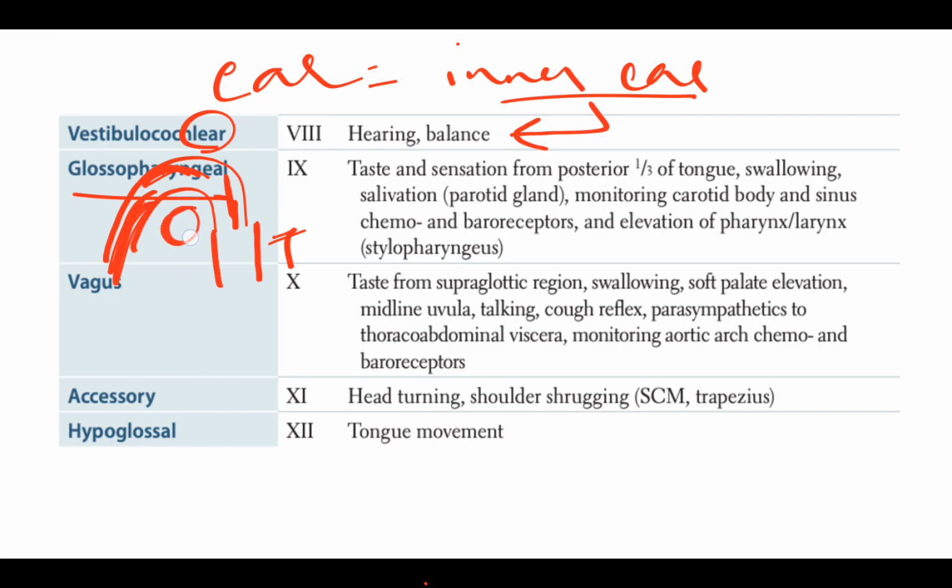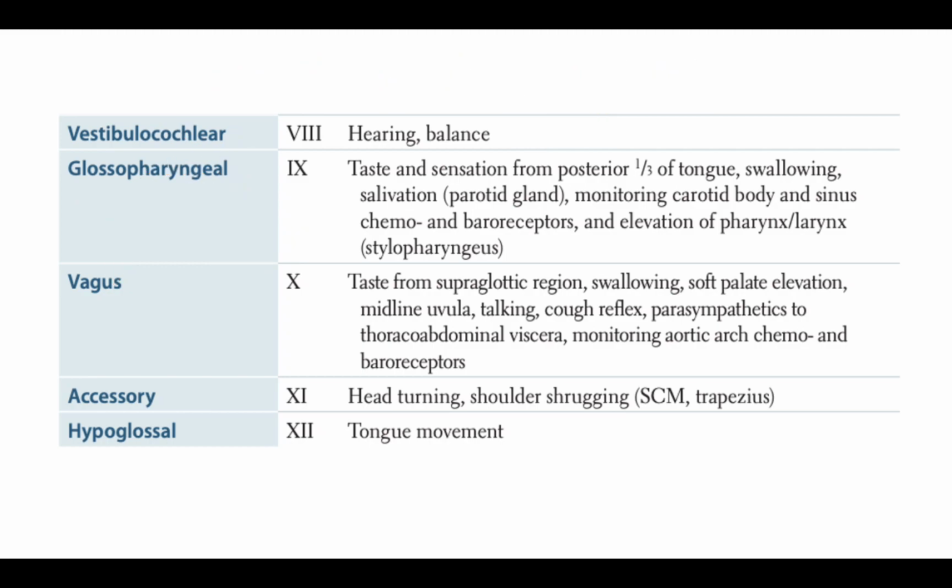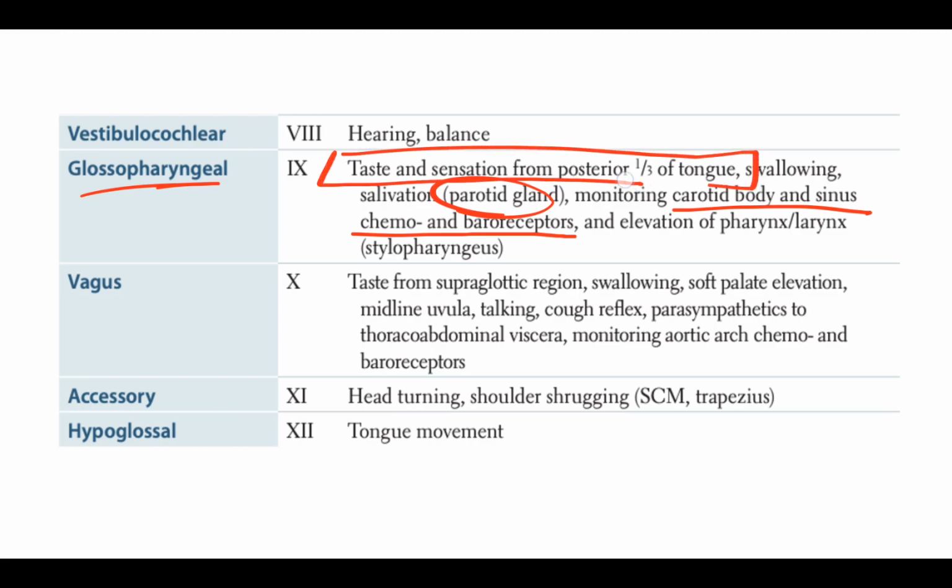So the parotid gland resides right here, right in the middle of the tongue and the oropharynx. Therefore, the glossopharyngeal nerve supplies the parotid gland. So the rest of the glands, that is the lacrimal gland, submandibular, and sublingual, are supplied by the facial. Therefore, this supplies the parotid gland. Alright, and it also takes care of the carotid body and the sinus chemo and baroreceptors basically. Alright, and taste and sensation from the posterior one-third.